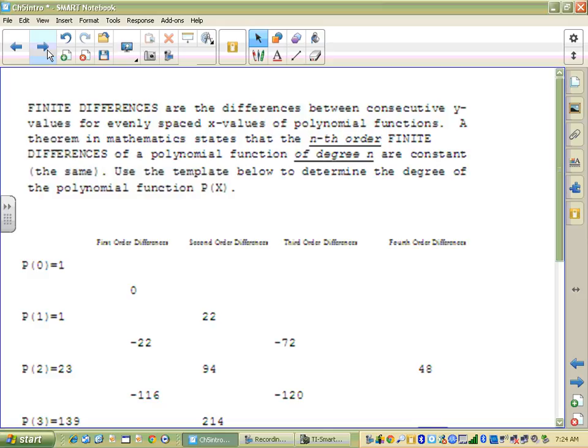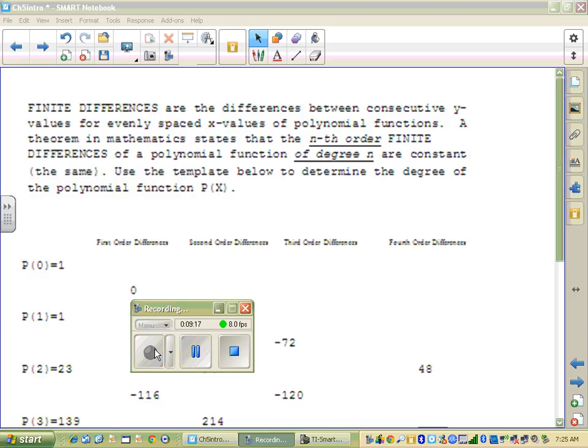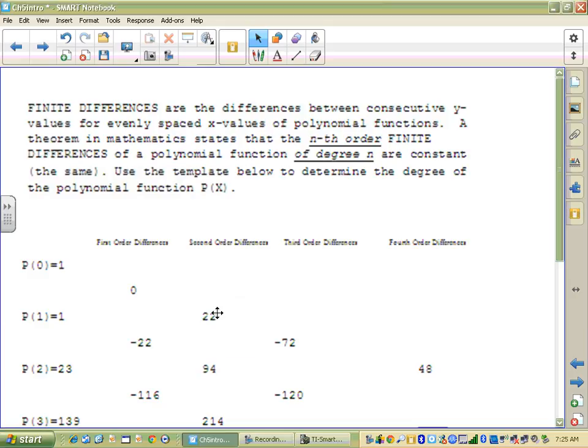So it's kind of a weird theorem, kind of odd, and we're going to take a look at it right now. If you look at this triangular array of things, it's kind of daunting, kind of intimidating. On the left edge, we've got p of 0. That just means the y value when x is 0 is 1.